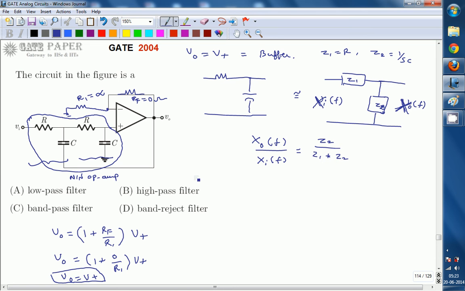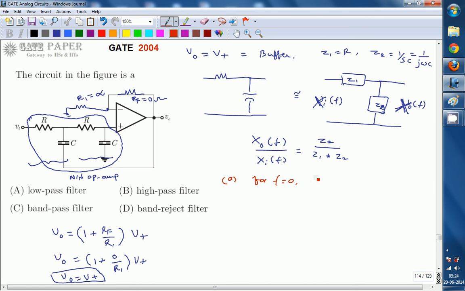Okay, so what happens for this one? Z2 is nothing but 1 by SC, and 1 by SC is nothing but 1 by j omega C. Z2 is equal to 1 by 2 pi fC, you can write. So first we are going with case A. Case A implies, for frequency equal to 0, what happens for this one?